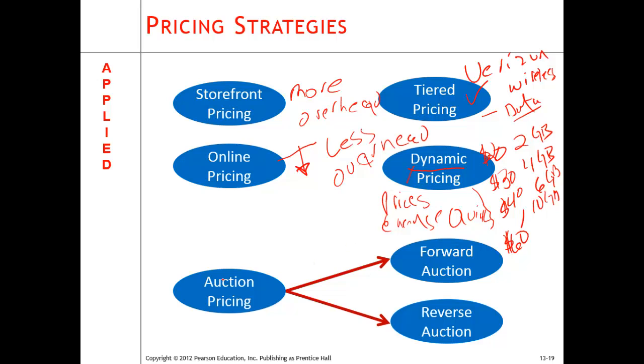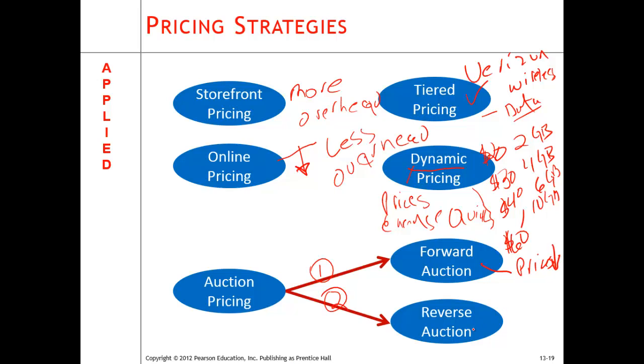Companies can also employ an auction pricing strategy. And auction pricing can be broken up into two specific types of auctions. The first is a forward auction. The second is a reverse auction. A forward auction is where a buyer announces a desire to purchase a certain product and a merchant responds with the price he or she is willing to sell the product for. Negotiations then can take place to finalize the selling price. In a forward auction, prices are usually driven downward.